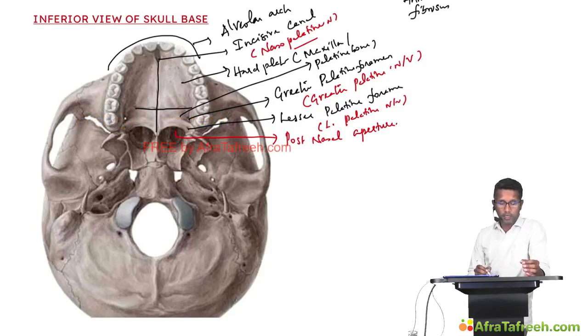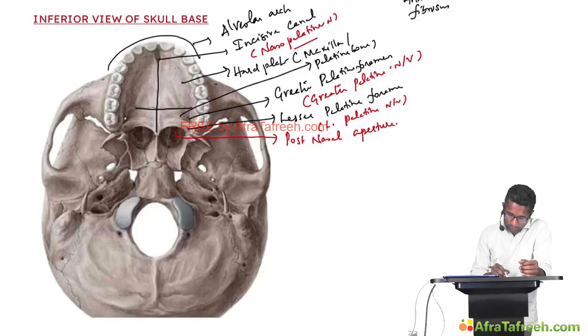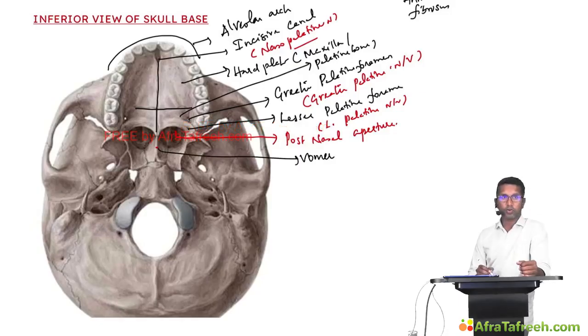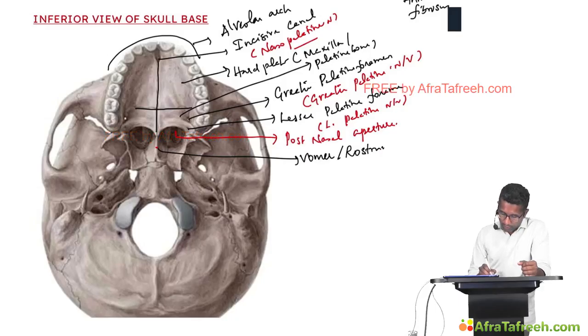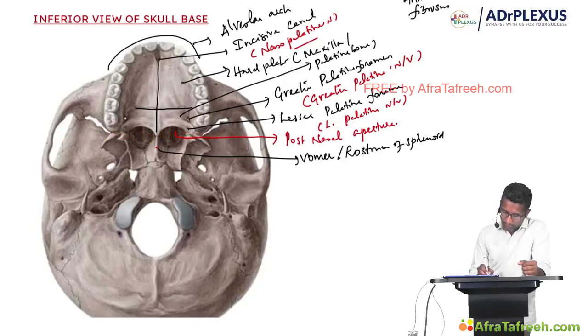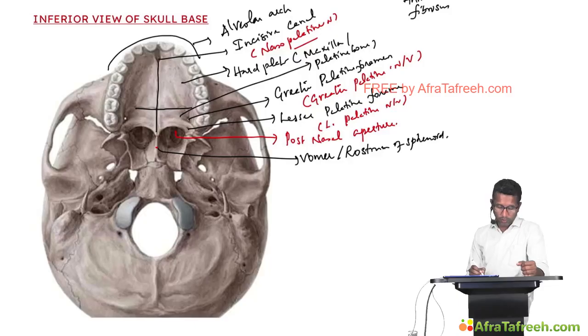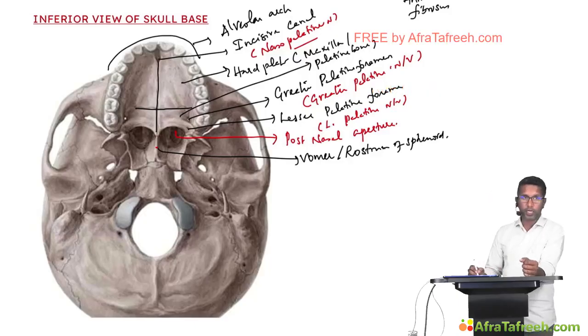This posterior nasal aperture is divided in the midline by a bone. What you see here is called the vomer bone. This vomer bone connects with the rostrum of the sphenoid. So this is about the vomer bone and the rostrum of the sphenoid here.